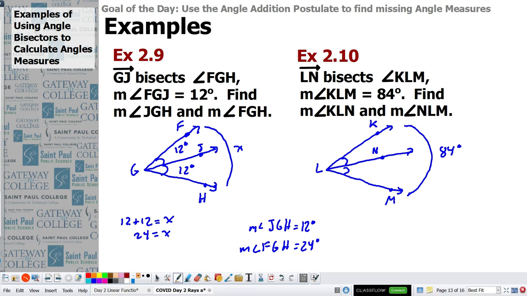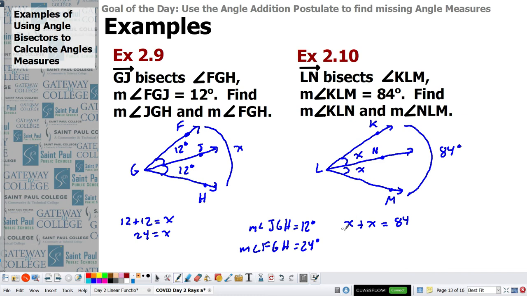I need to find these two, I don't know. So I'll call this X, and since these two have to be the same, I can call this one X as well. And I'm actually going to use the angle addition postulate here. The part plus the part equals the whole. So I have X plus X equals 84.